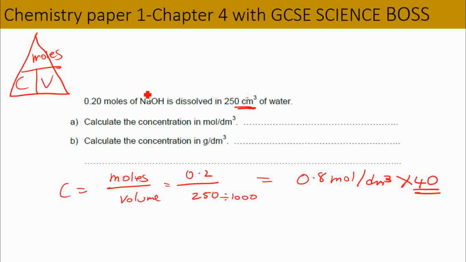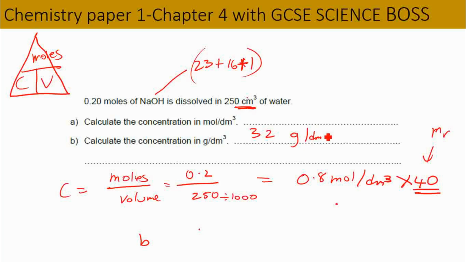Where am I getting the 40 from? The 40 is coming from the 23 plus the 16 plus my 1. All of these numbers from the periodic table, the MR, okay? So that is the MR there. Alright, and if you've done all of that correctly, you should get for B an answer of 32 grams per dm cube.